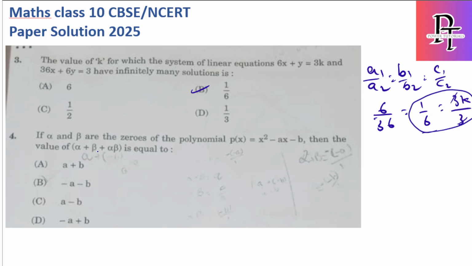Fourth one, alpha plus beta plus alpha beta. So alpha plus beta is minus b by a, minus of minus b by a, plus alpha beta is c by a, so this is minus b. So this becomes a minus b, which is C option.